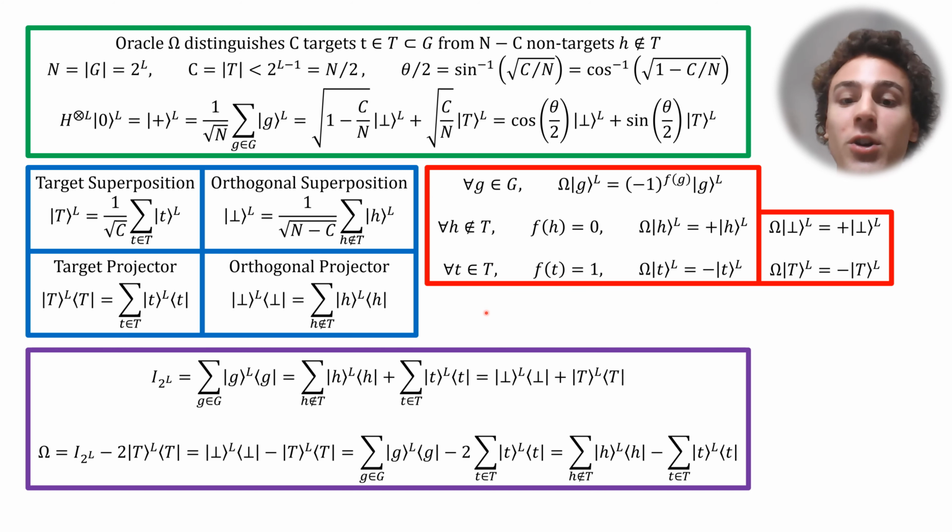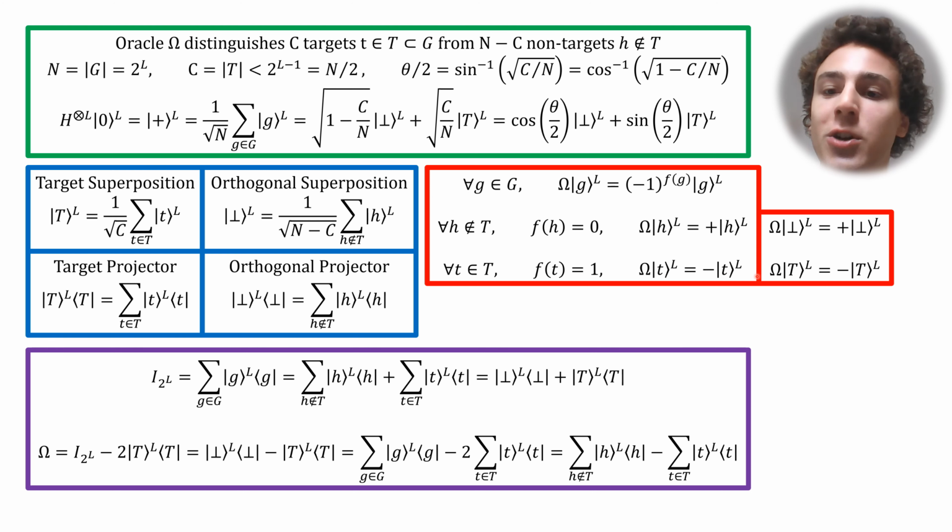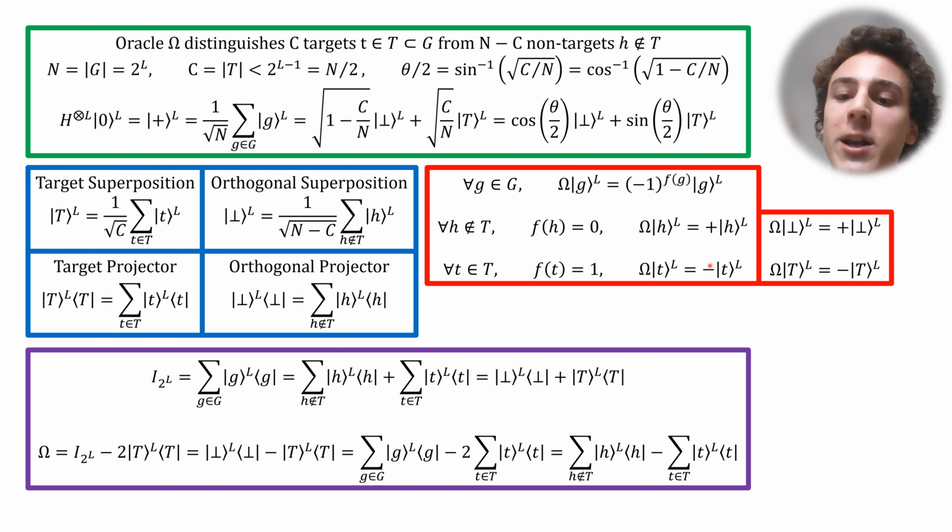But the targets are different. For the targets, this function gets activated. It gets turned on. So if you put these targets inside of the function, then the output is 1. And so you get -1 to the power of 1, which gives us a -1 coefficient. And we can think of this -1 as a phase factor. We're introducing this phase factor onto the target states. So this is how the oracle omega acts on L-qubit computational basis states. It distinguishes the non-targets from the targets. How does it do it? Well, it marks the targets with a phase factor. And here we're using the phase factor of -1.